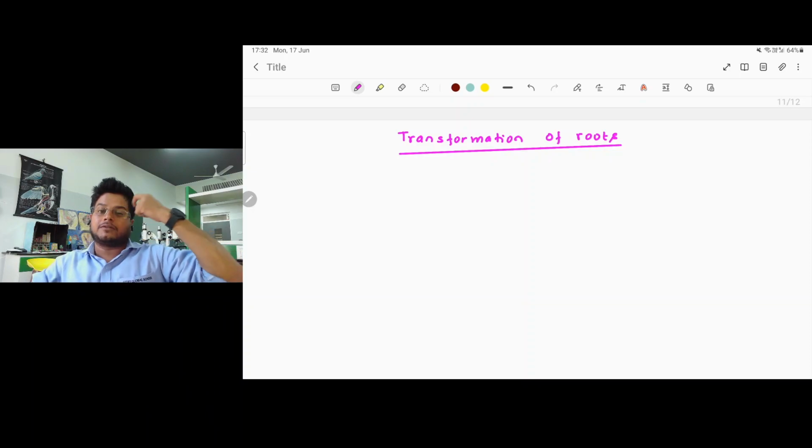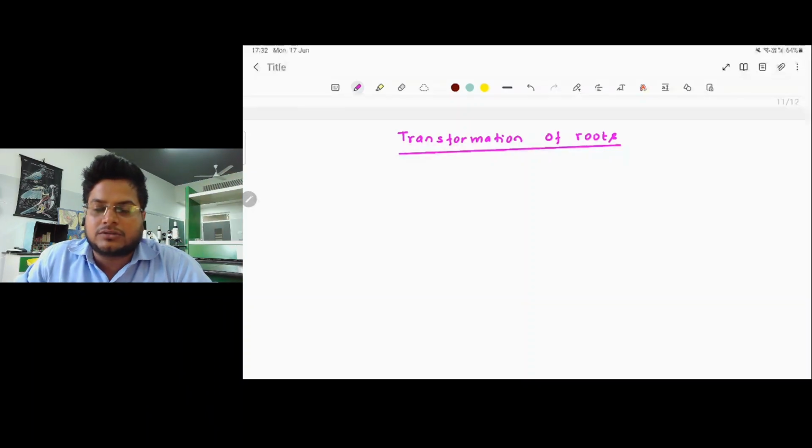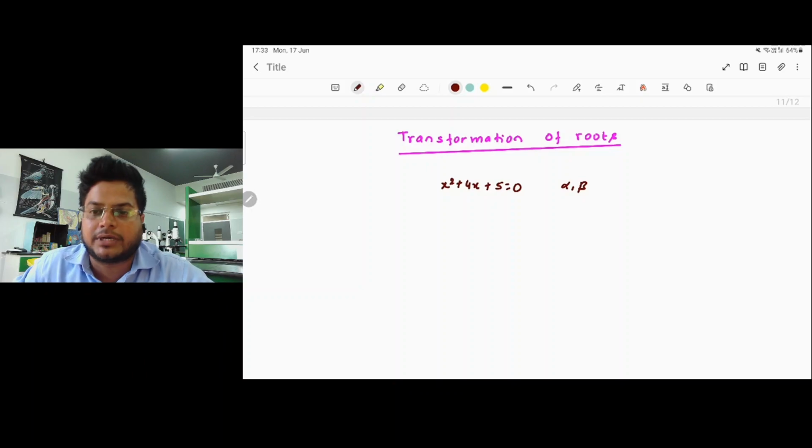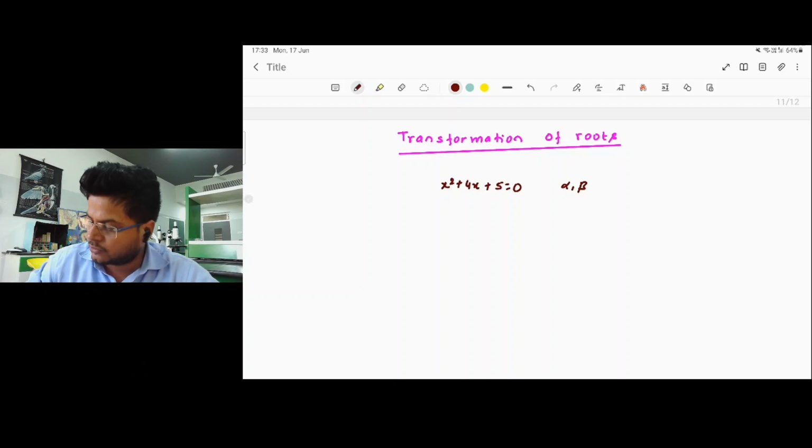Now, basically, what are we discussing in this? So, see, imagine there is a quadratic equation, something like let's say x square plus 4x plus 5 equals 0. And let's say that the roots are alpha and beta. Now, I'm asking you, can you form me a quadratic equation whose roots are, let's say, 2 alpha plus 3 and 2 beta plus 3?